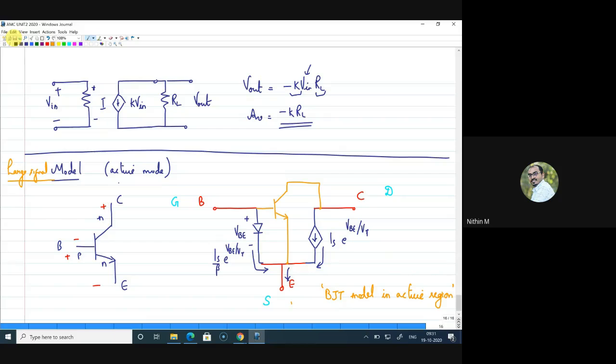Now, if you look at the model, you can observe that one difference is that in the MOSFET, we left the gate source voltage as open, right? Because there is no current flow. But in this case, it is not like that. There is a current flow. That is why you have a forward bias PN junction.